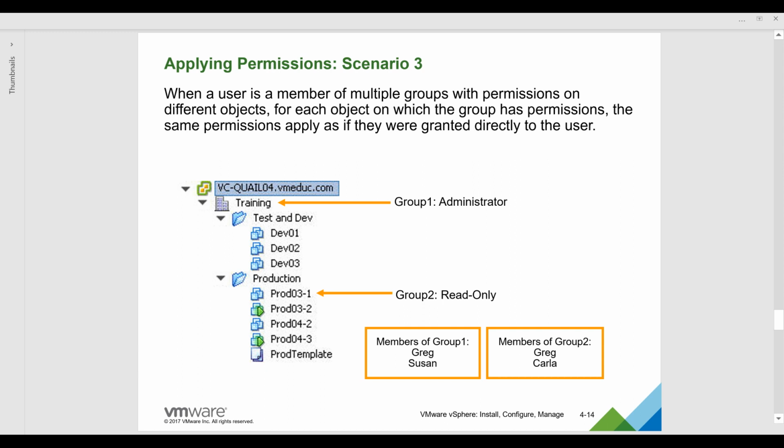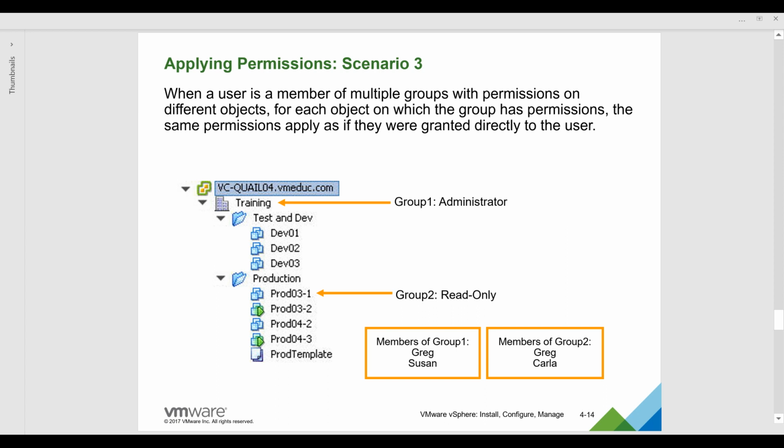All right, so let's look at the next scenario. What about when a member is a user of multiple groups with permissions on different objects for each object on which the group has permissions? The same permissions apply but are granted directly to the user. So I think I highlighted this in the other one. Okay? So members of Group 1 are administrators, and members of Group 2.